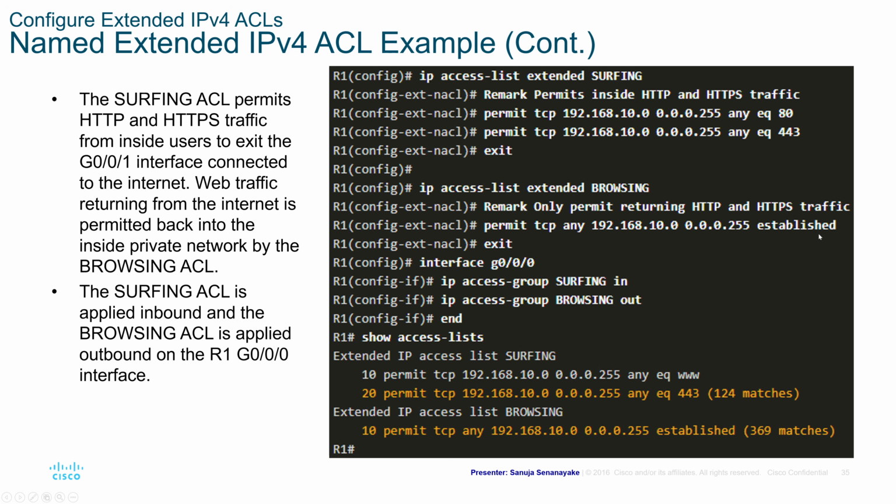Note that the browsing one is using the established command because it's only allowing return packets back to the internal network if the TCP connection was initiated by the internal device itself. Now we apply the surfing one as the in and the browsing one as the out. When you run show access-list, you can see those showing with the statistics.